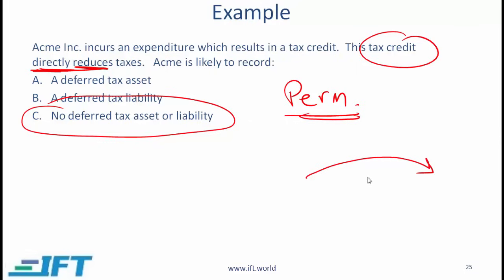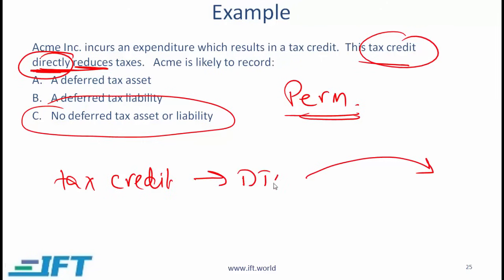So from an exam perspective, watch out for this term. When we have a tax credit directly reducing taxes, then we do not create a deferred tax asset or liability. If we do not have this word direct, then a tax credit might create a deferred tax asset as long as it is probable that this tax credit will give us some benefit.